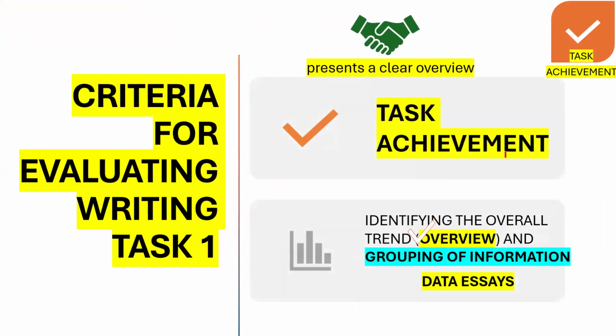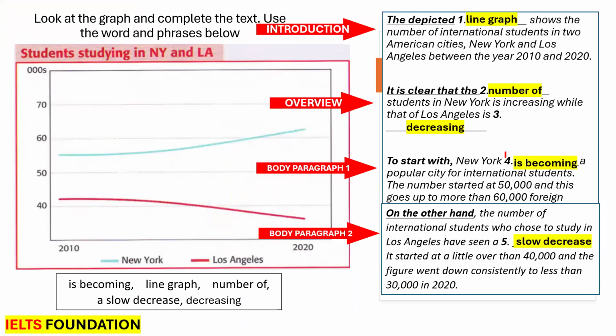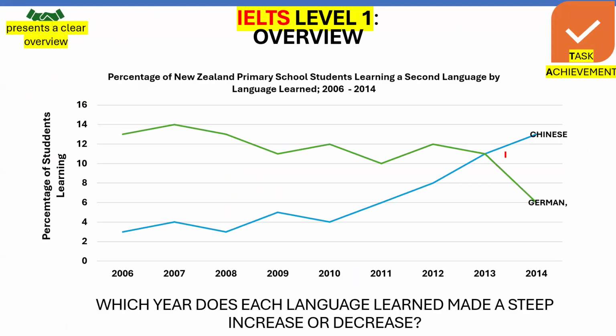So for a clear overview, we should only cover what is most obvious in the graph. Is there an obvious rise in the data essay? Is there an obvious increase, an obvious decrease, or obvious fluctuations? Or which one has the highest percentage or the lowest percentage? Okay, so that's how we check the overview for writing task 1.